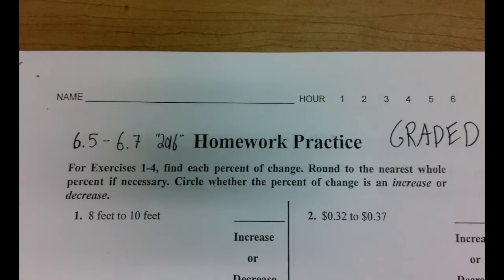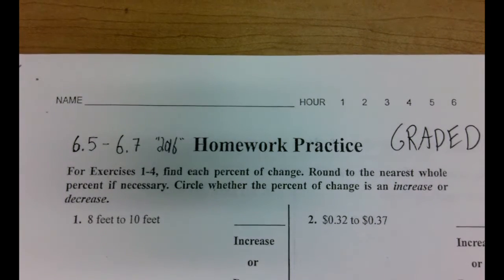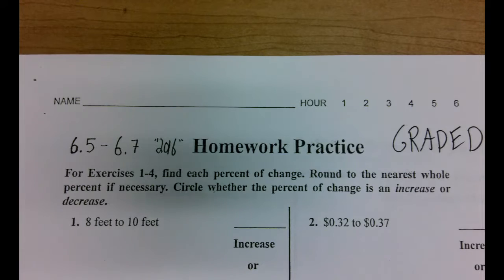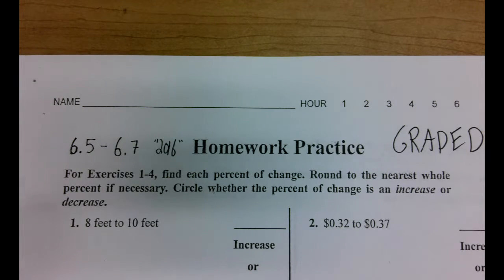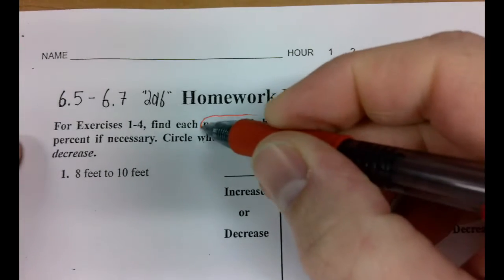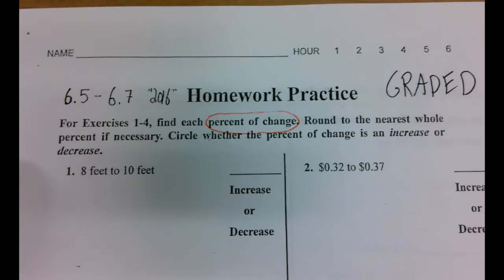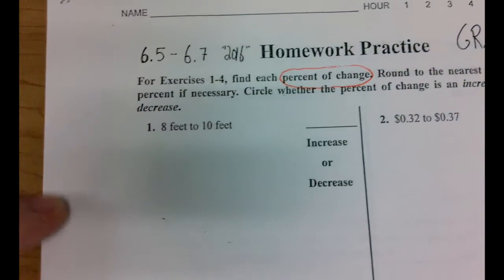6567 review packet. Sometimes I call it the money packet or money review. Read the instructions to figure out what you're going to do on each problem. Here, for the first 4 exercises, it says to find the percent change. So when we see that, we'll do number 1 here.